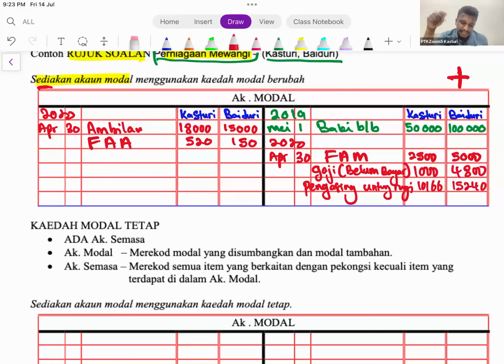Okay, actually there's one more thing that I didn't record here because it is not in this question, which is faedah atas pinjaman perkongsi belum bayar. It will be on the credit side. That one next week we will do. Next week I will include this item. But for this question, we don't have faedah atas pinjaman, so we don't write it here. Understand?